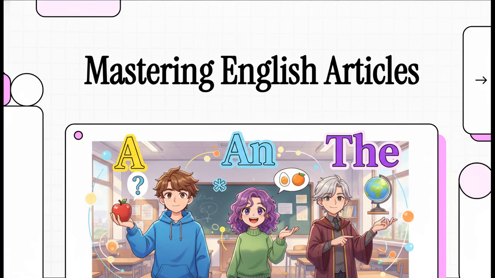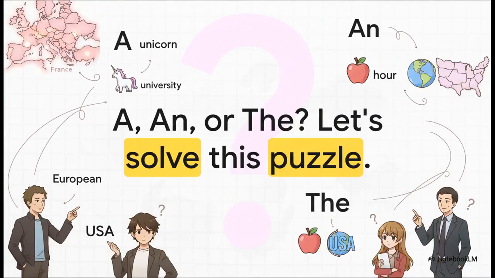Today, we're going to tackle three of the tiniest words in the English language that cause the biggest headaches: a, an, and the. They seem so simple, but getting them right is a total game changer for sounding natural. You know that moment when you pause, thinking, wait, is it a European or an European? Or maybe you've wondered why it's the USA, but just France. Yeah, don't worry, you are not alone. It's super common, so today we're going to put that puzzle to rest for good.